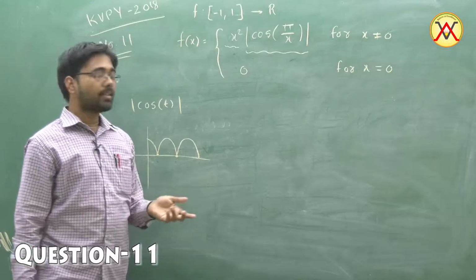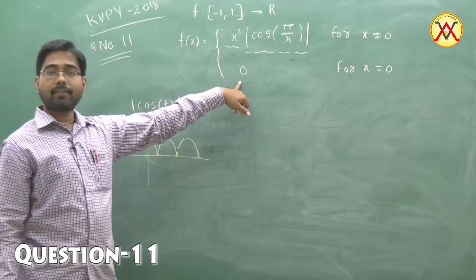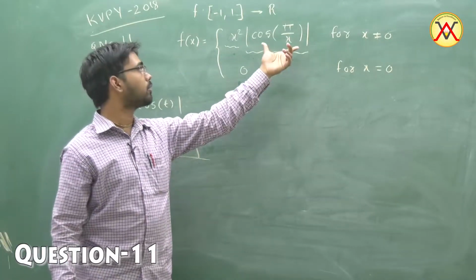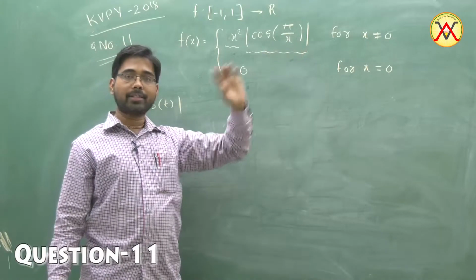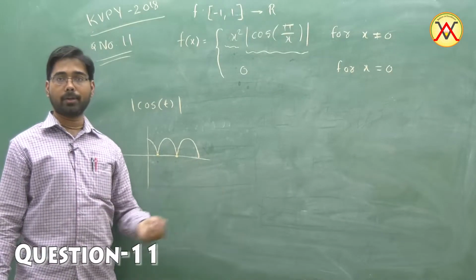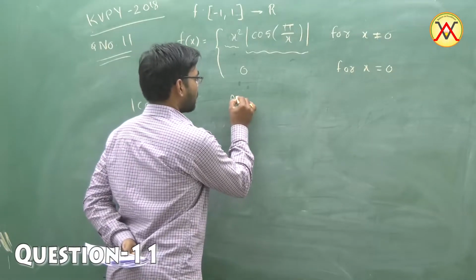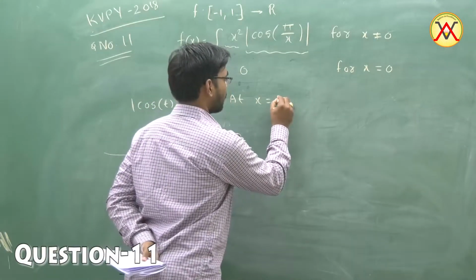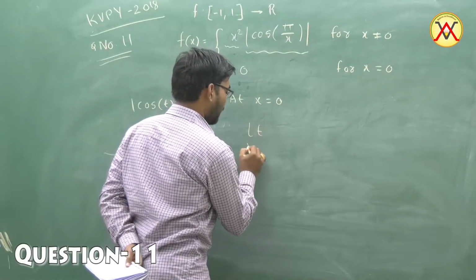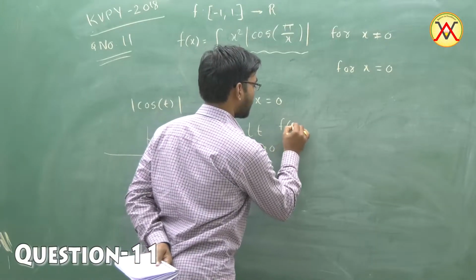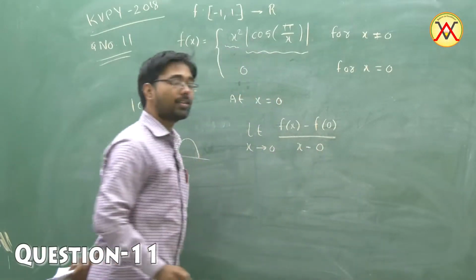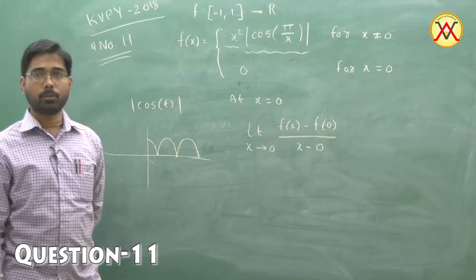Now let us analyze the different cases. Let us first check for x equal to 0, because at x equal to 0 we have a change in the function, and also this function keeps on oscillating. So let us check the derivative at 0 first, and then we will come to these critical points, odd multiples of pi by 2. So at x equal to 0, we will just check the limit as x tends to 0 of f(x) minus f(0) divided by x minus 0. If this limit exists, then the function is differentiable at 0.